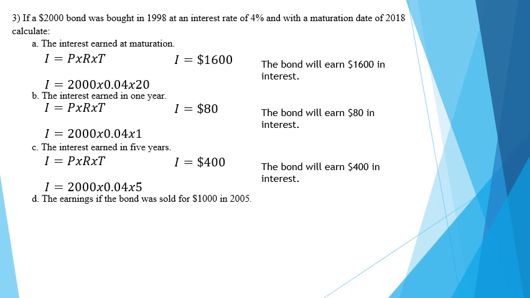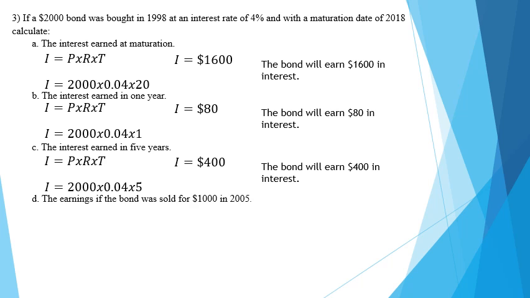Finally, what are the earnings if the bond was sold for $1,000 in 2005? So in this case, we are not waiting until the bond is mature in 2018. We're going to take the bond out after 7 years, which is 2005. But because of that, we're not going to get our full $2,000 back. We're only going to get $1,000 back. So let's see what happens there.